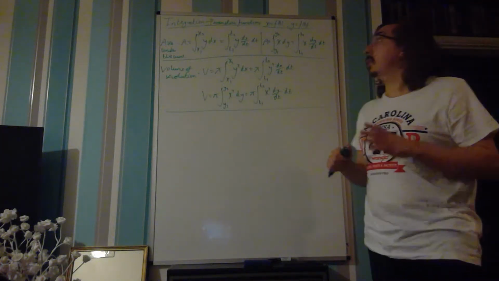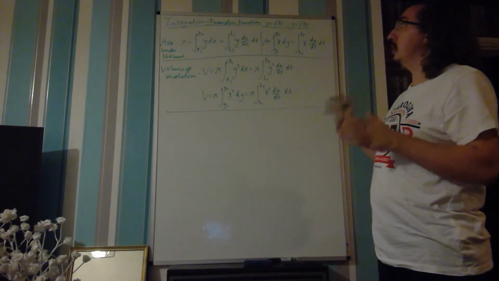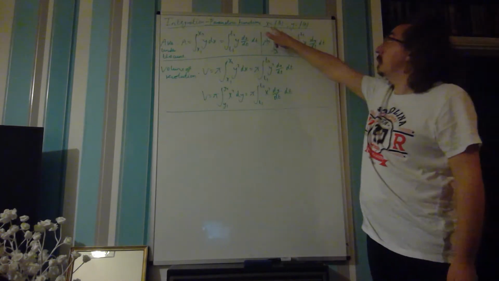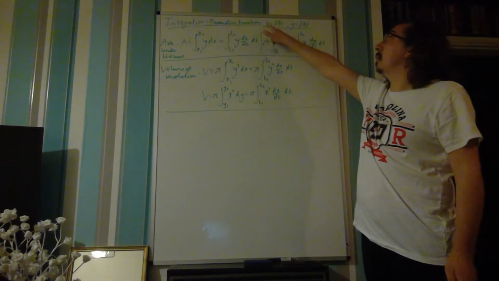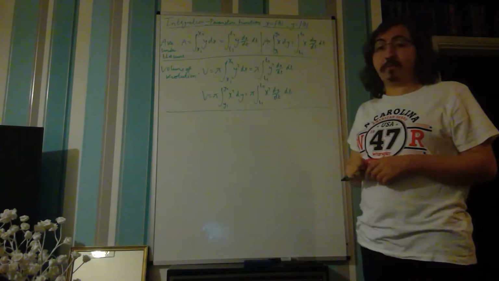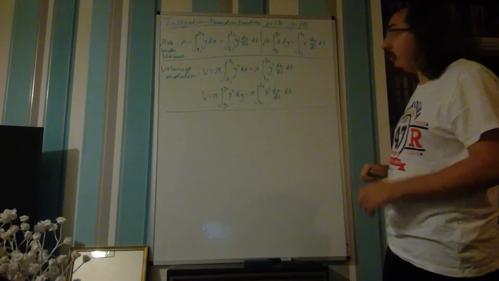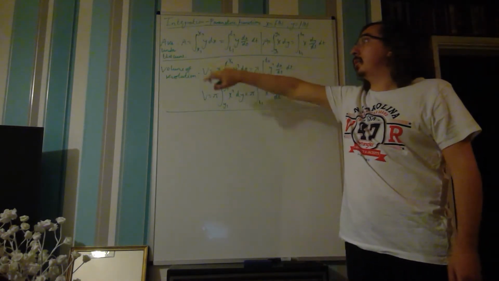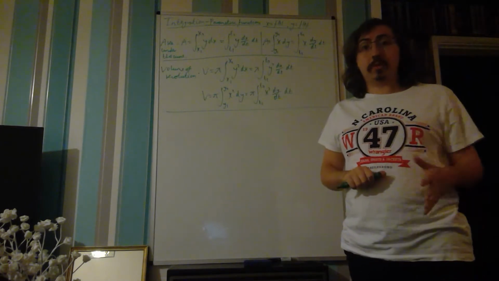So this is a brief introduction to integrating parametric functions. As a reminder, for our parametric function, we're given x as some function in terms of t and y as some function in terms of t. Now, we're going to modify the area under the curve and the volume of revolution equations a little bit.